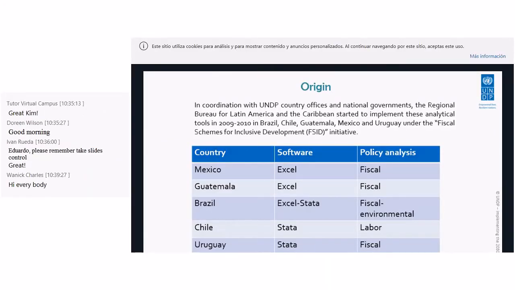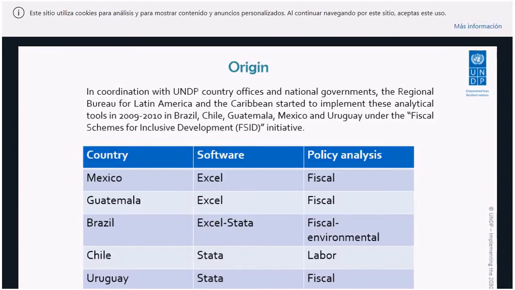And for that purpose, at that moment, we chose from a lot of countries, five. Here we have this slide with the countries: Mexico, Guatemala, Brazil, Chile, and Uruguay, which were selected on the basis, first, of the availability of income and consumption data.